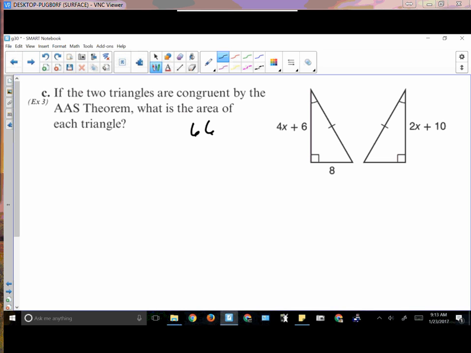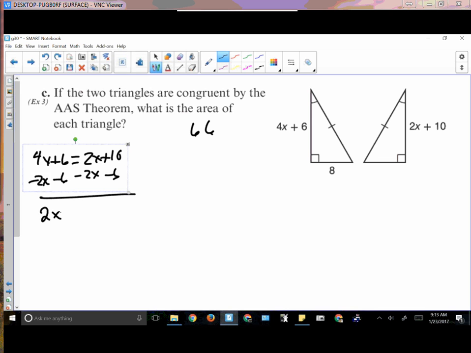Okay, so let's verify that. That means we've got to have 4x plus 6 is equal to 2x plus 10. Subtract 2x, subtract 2x, subtract 6, subtract 6. 2x is equal to 4, x is equal to 2, divided by 2. So that means I am going to get 2 times 2 plus 10. So that would be 4 plus 10, which is 14. Okay.